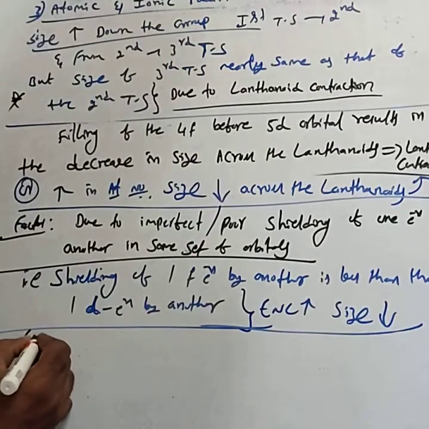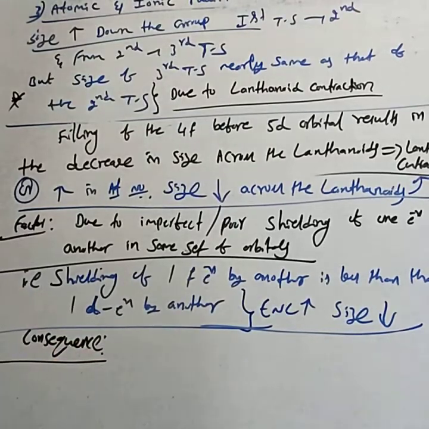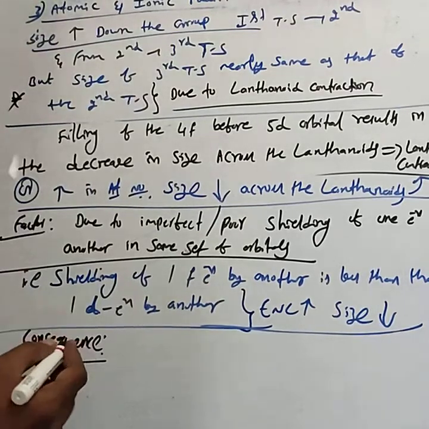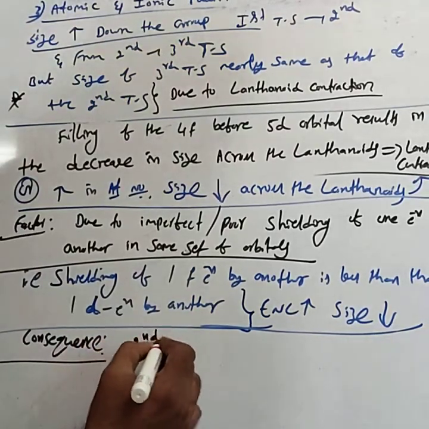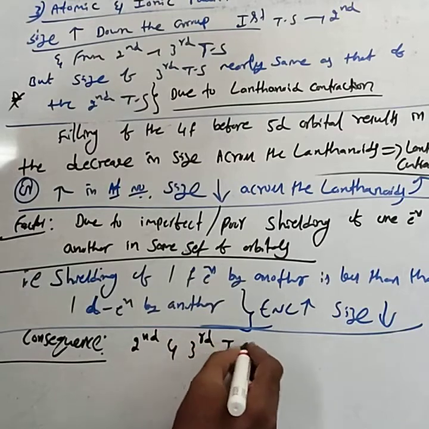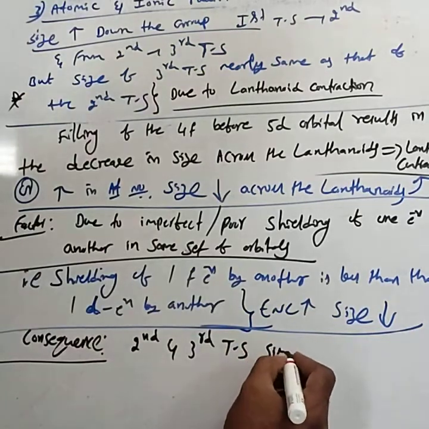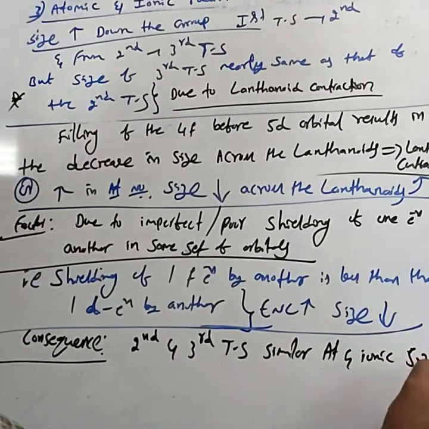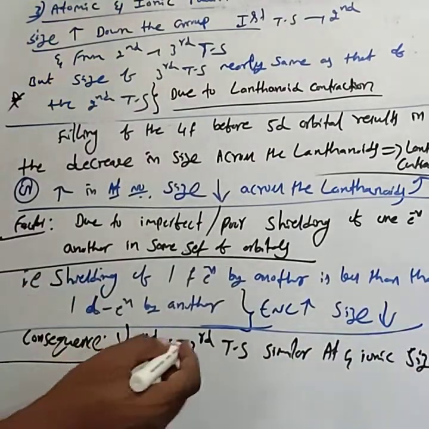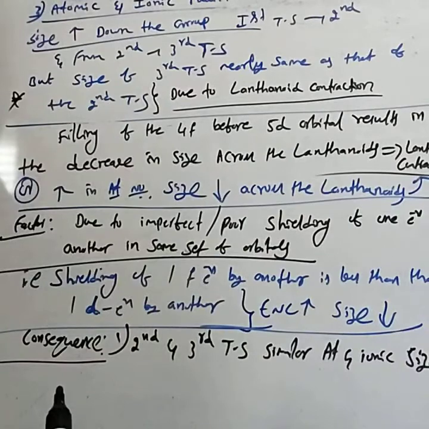Write any one consequence, that is, the importance. They can either ask a consequence or the cause for the lanthanoid contraction. The consequence of lanthanoid contraction is that the second and third transition series have similar atomic and ionic size. This is the most important one.